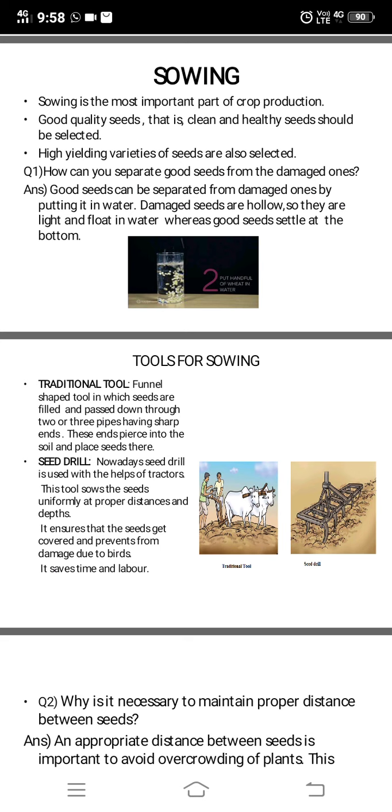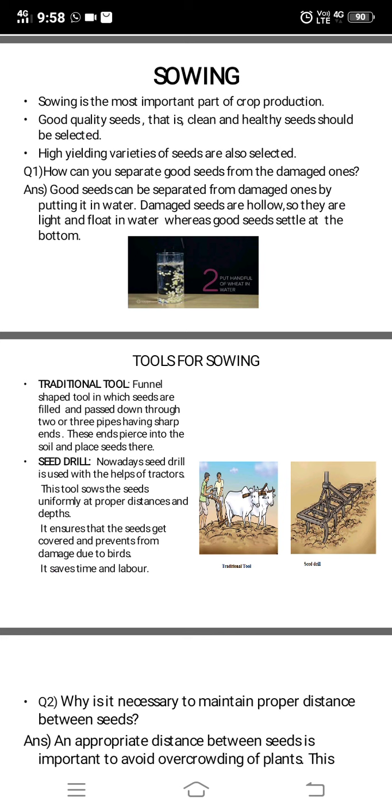So how can you separate good seed from damaged ones? The good seeds can be separated from damaged ones by putting them in water. Damaged seeds are hollow, so they are light and float in water, whereas good seeds settle at the bottom. So that's a question which you can write. You may get it in the exam.